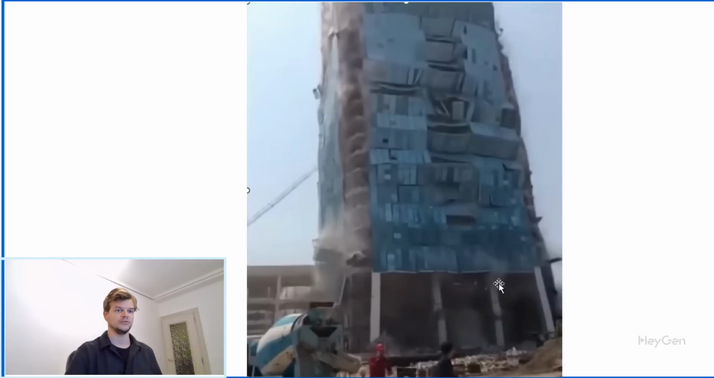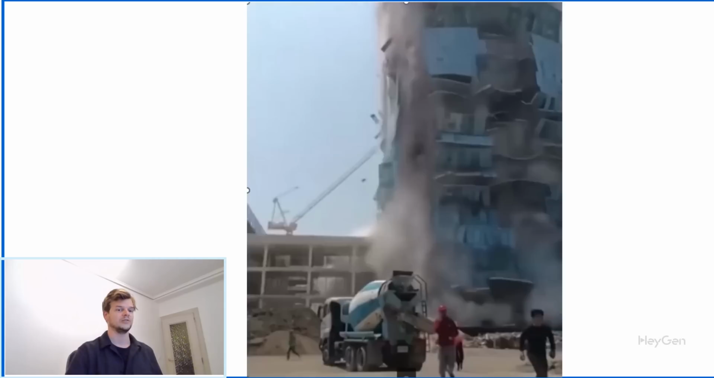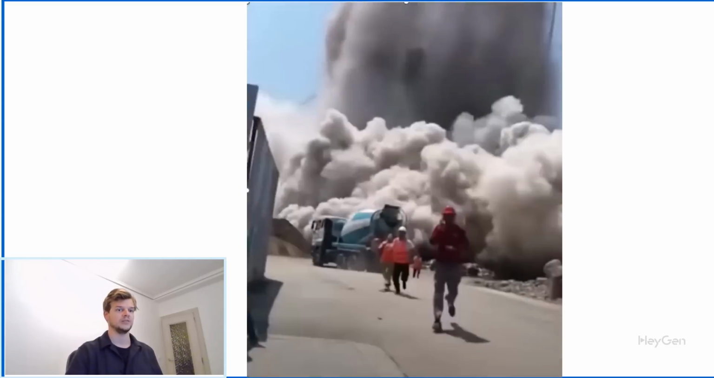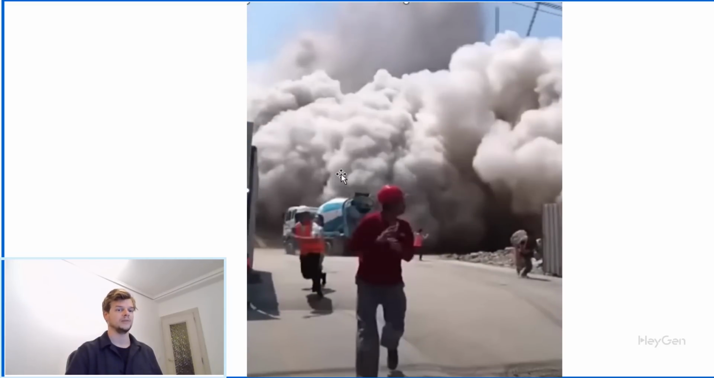As the load shifts, the corner columns start to show visible cracking and rotation. This is where the collapse becomes irreversible. It all happens in seconds, but this sequence tells us exactly how the structure gave way, starting at the weakest point and spreading rapidly from there.